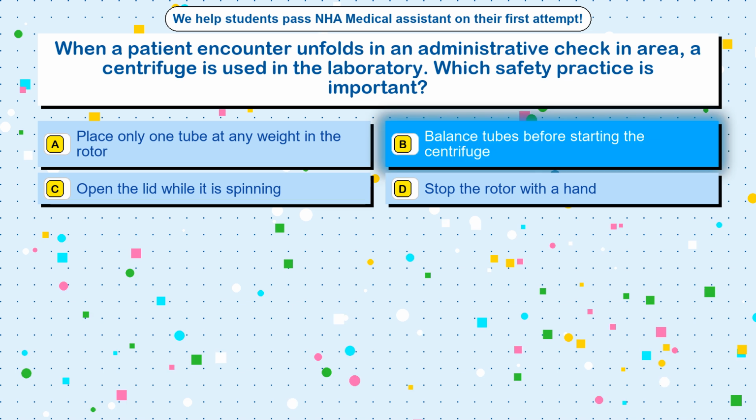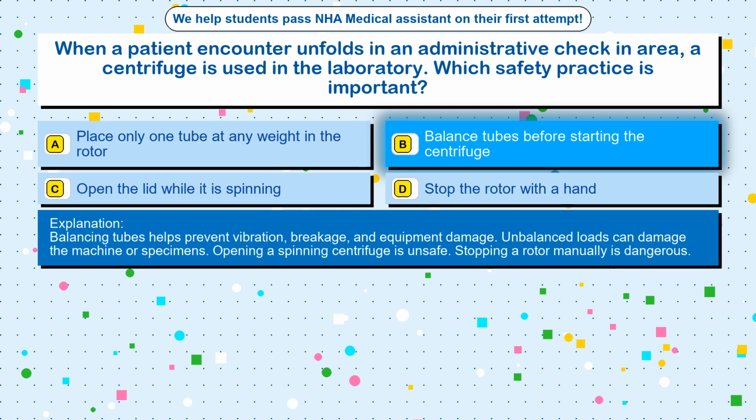The correct answer is option B. Balance tubes before starting the centrifuge. Balancing tubes helps prevent vibration, breakage, and equipment damage. Unbalanced loads can damage the machine or specimens. Opening a spinning centrifuge is unsafe. Stopping a rotor manually is dangerous.